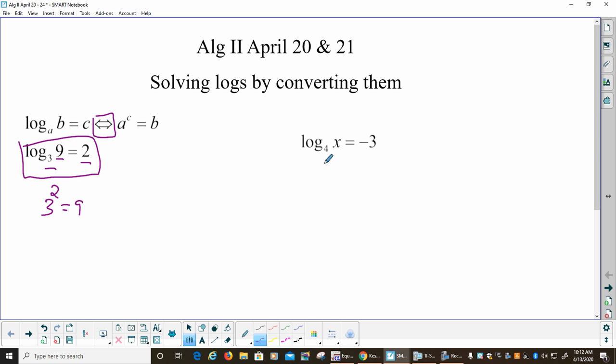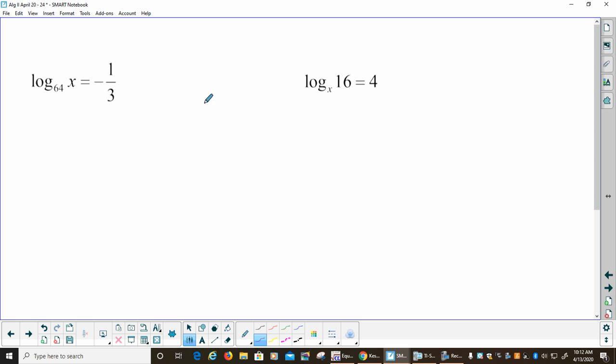So this one, it says 4 to the negative 3 is equal to x. 4 to the negative 3 is x. Okay? I just translated it out of a logarithm. I wrote it without a logarithm. Okay? So here, it's given to you in the log, write it without a log. It says 64 to the negative 1/3 is equal to x. Now they do want you to solve this.